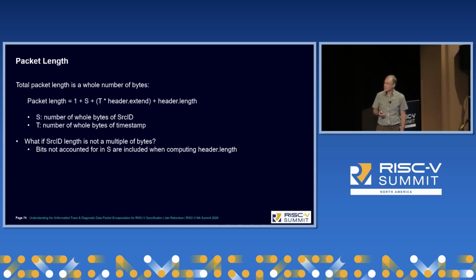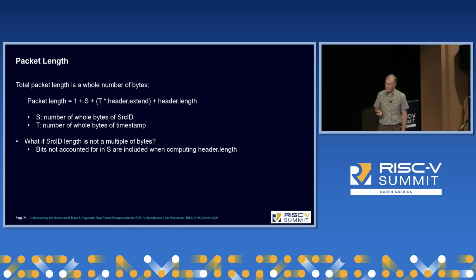Then, the packet length. I mentioned there's a length field in the packet. All the packets after encapsulation are a whole number of bytes in length. And so the total length is based on this expression here. We have a 1, that's the length of the header. S is the number of whole bytes in the source ID. This is the number of bytes of timestamp, and this is the actual payload length from the header. So this tells you how long the entire encapsulated packet is.